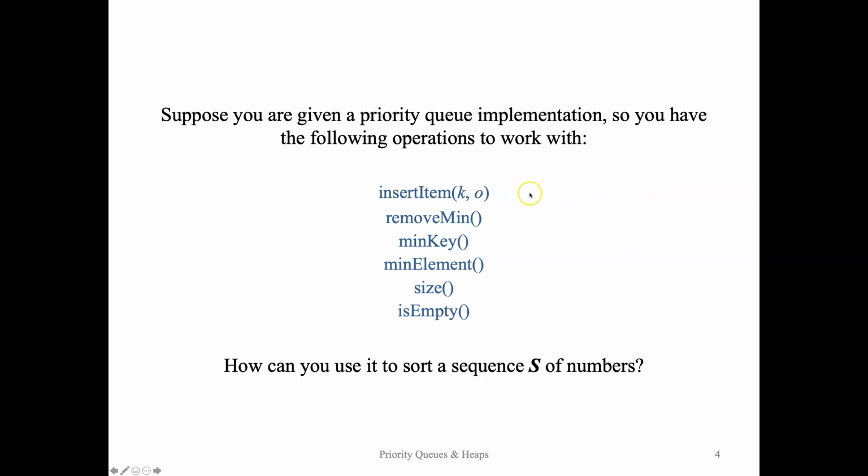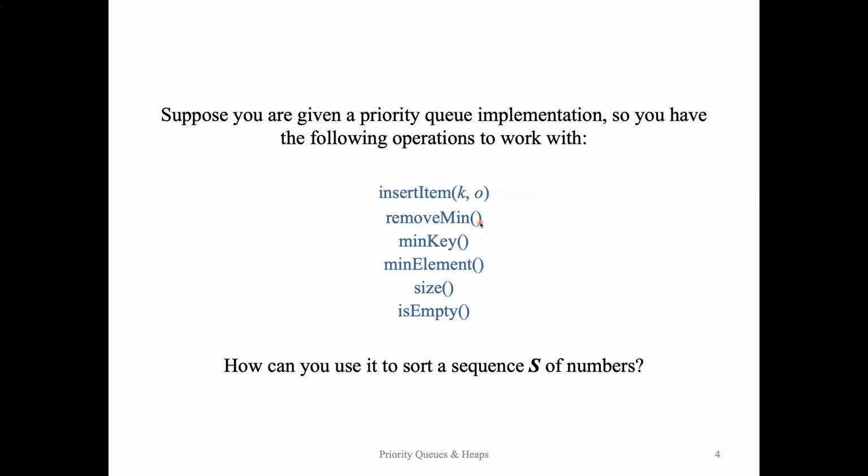Okay, so we have a kind of a library here of all of the operations we're able to use on a priority queue, and we want to use this in order to sort a sequence of numbers. So let's just say we want to put them in ascending order from smallest to largest. The idea here is that we could repeatedly insert items from the sequence into our priority queue, use the object and the key as whatever that number is. That way, when we repeatedly remove the minimum item, we're removing whichever item is smallest from our sequence.